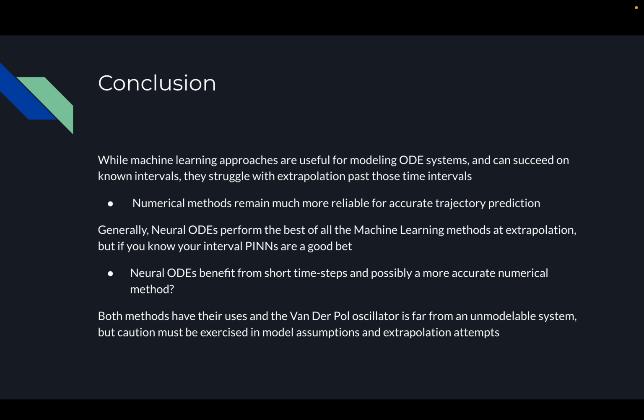However, both methods have their uses, and the van der Pol oscillator is far from an unmodelable system, but caution must be exercised in model assumptions and extrapolation attempts. In addition, these machine learning approaches are more designed for situations in which you do not know the exact underlying equation, with the exception of the PINN, whereas the numerical methods assume perfect knowledge of your differential equations.